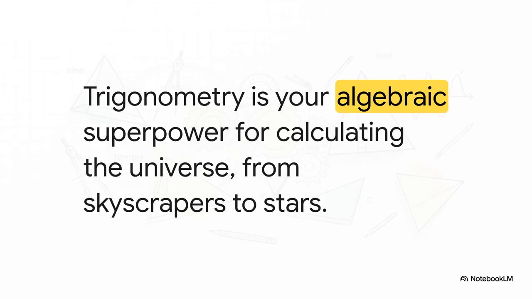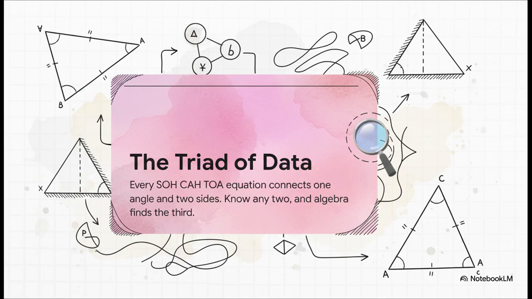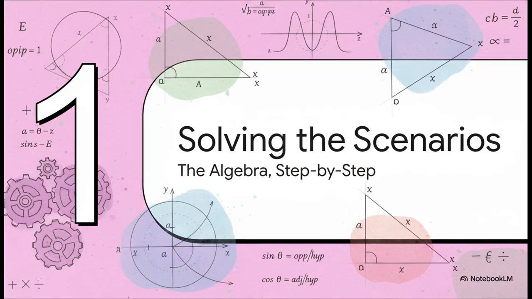And look, this isn't just some abstract tool for your math class. It's really an algebraic superpower. It's the language we use to measure and make sense of the world around us, from that building right in front of you to the farthest stars in the sky. So here's the secret sauce. Every single one of those SOHCAHTOA equations connects exactly three pieces of information, one angle and two sides. That's the magic number. And it's a guarantee. If you know any two of those three things, a little bit of algebra will always let you find the third, every single time.